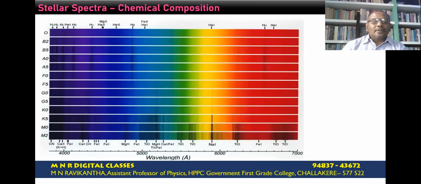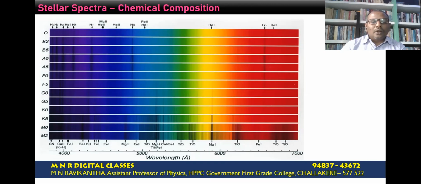Now let us understand this spectrum. This spectrum gives us an idea regarding the color and chemical composition of the stars corresponding to various spectral regions. Now observe here the dark lines appearing in the spectrum give us an idea regarding the type of elements present in the stars. If you consider O-class stars, we observe that only hydrogen and helium are dominating.